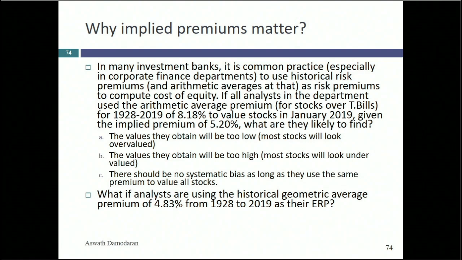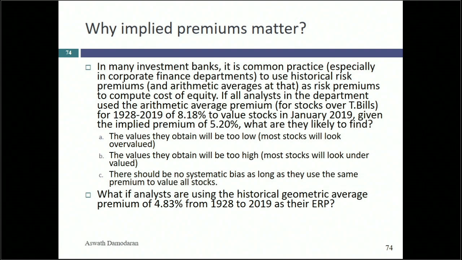I go to an investment bank, I say, look, the implied equity risk premium is 5.2%. And they say, no, we prefer to use a historical premium for stocks over T-bills of 8.18%. And I say, that doesn't look right. They say, that's okay. We all use 8.18%. The defense is, if we all use the same number, it doesn't matter what the right number is. So let me ask you a question. If everybody in an investment bank is using 8.18% as their equity risk premium to value stocks, and the implied premium is 5.2%, what are you going to find on every stock that you value, stock after stock after stock?